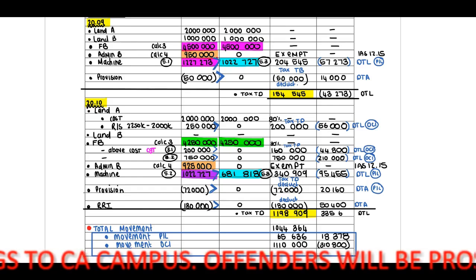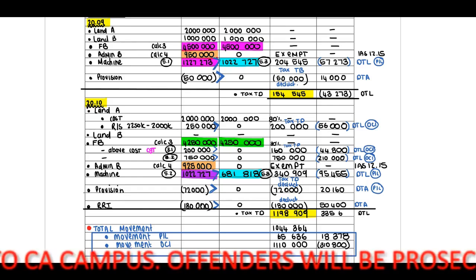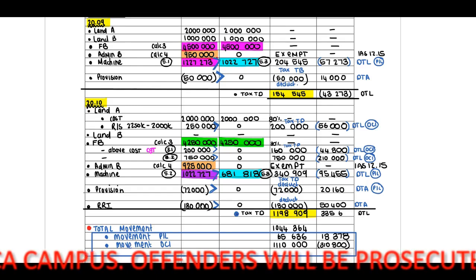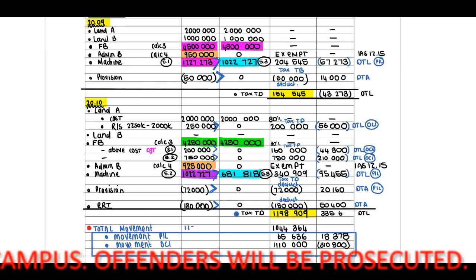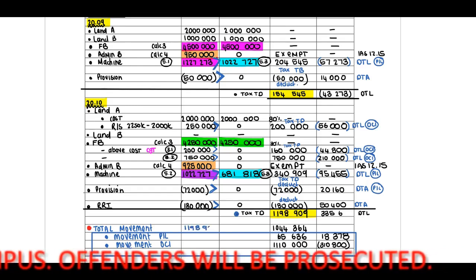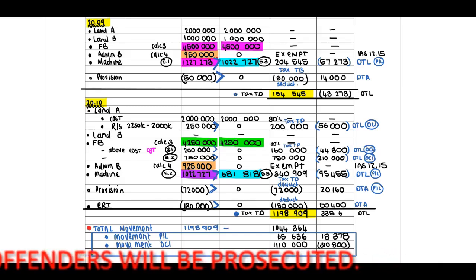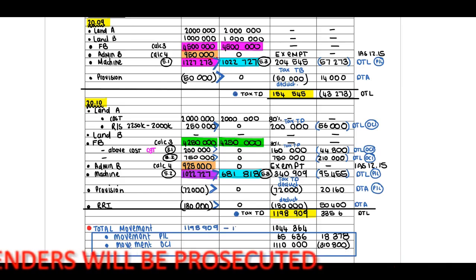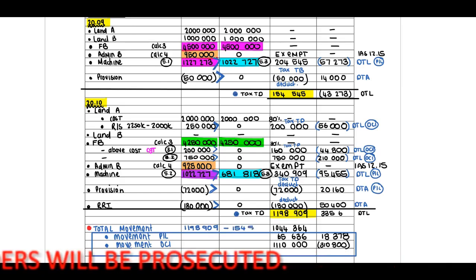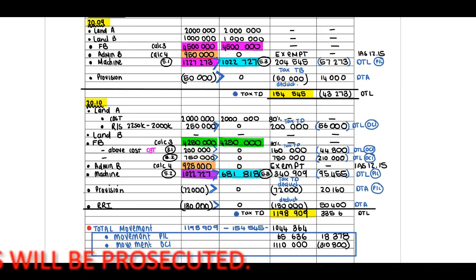Now, when you look at this, 2010, we had a taxable temporary difference of 1,198,909 minus a taxable temporary difference of 2009 of 154,545, resulting in a total movement of 1,044,364. Now guys, bear with me, this is important.